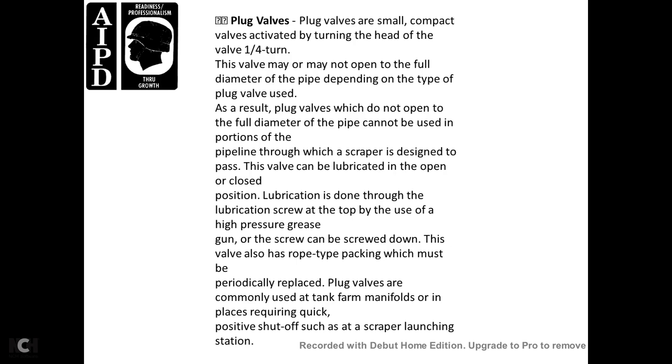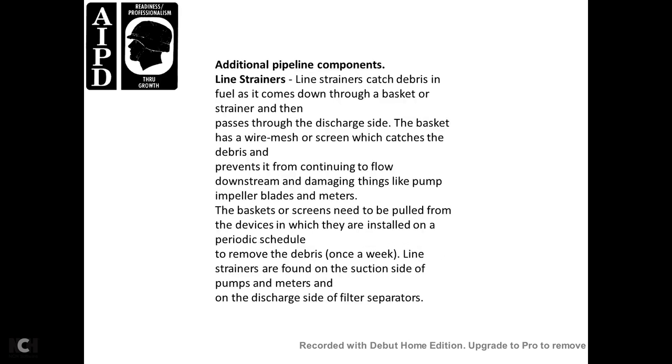The valve can be lubricated and opened and closed at the position. Lubricating is done through the lubrication screw at the top by the use of a high pressure grease gun, and the screw can be screwed down. The valve also has a rope tight packing which must be periodically replaced. Plug valves are commonly used with the tanker farm manifolds in places requiring quick positive shut-off, such as a scraper launching station.